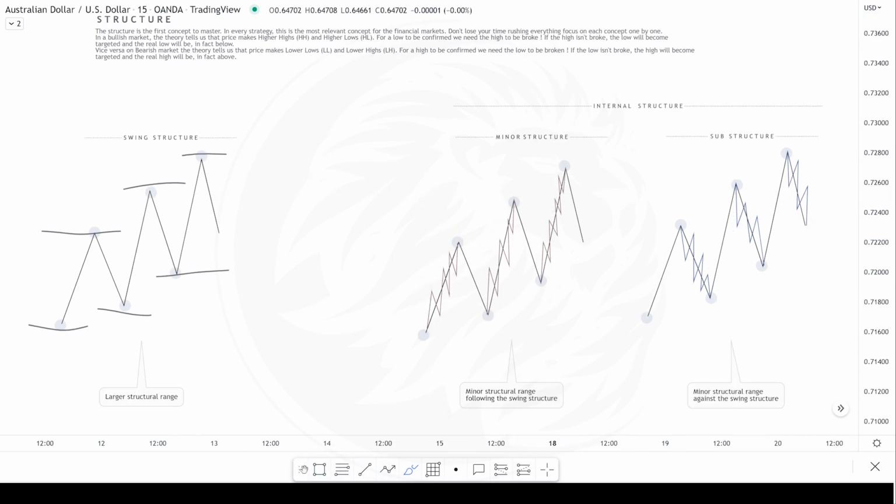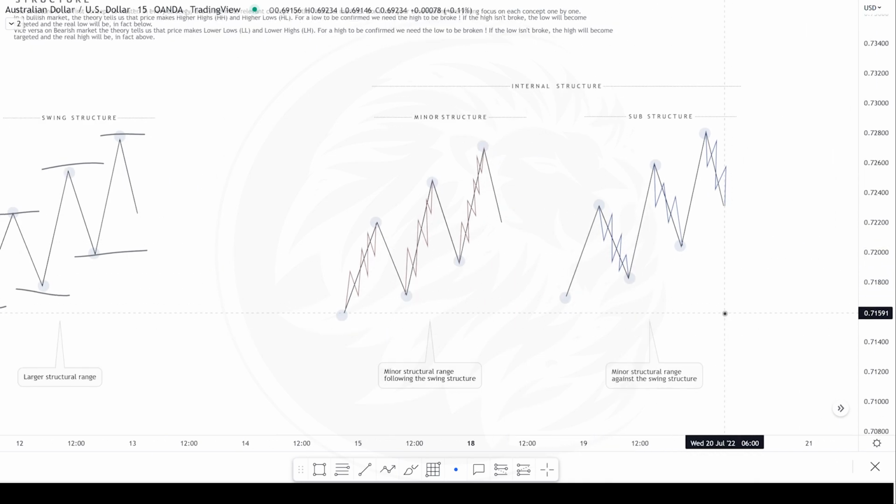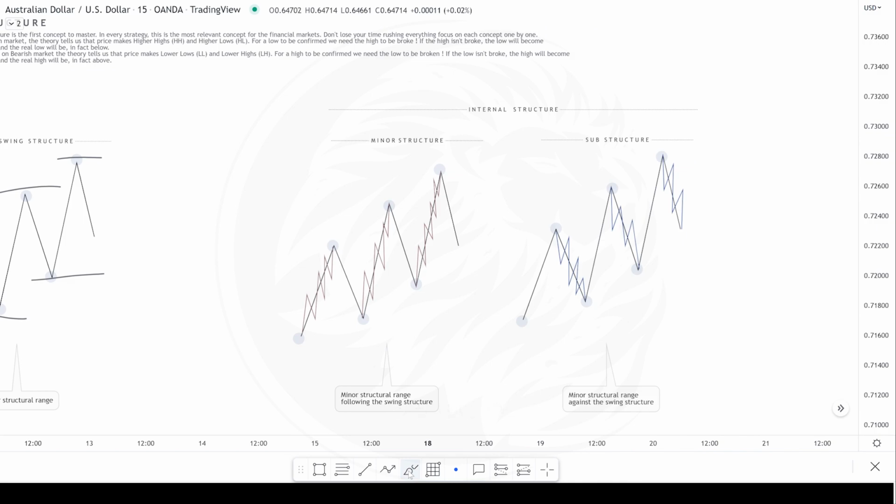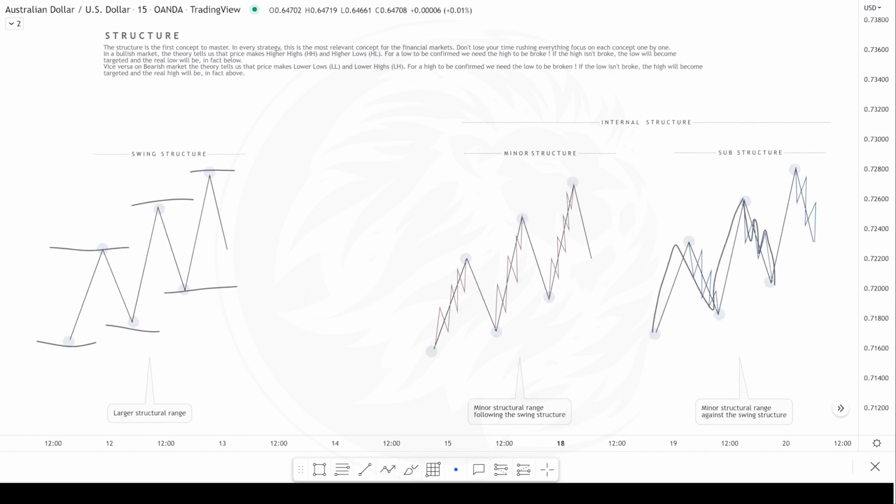And if we have a little structure against the swing structure, this will be called the substructure. So the substructure is the minor structural range against the swing structure. If you have a bullish swing structure like that and a little retracement in the bearish leg, this will be the substructure. You need to take the time to understand that.